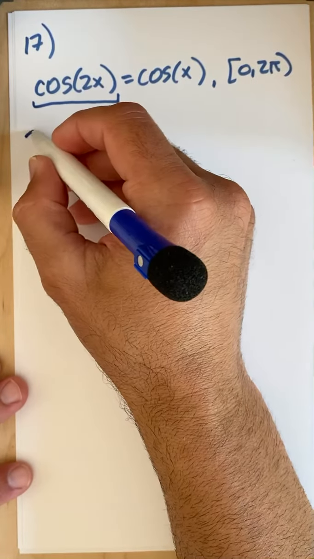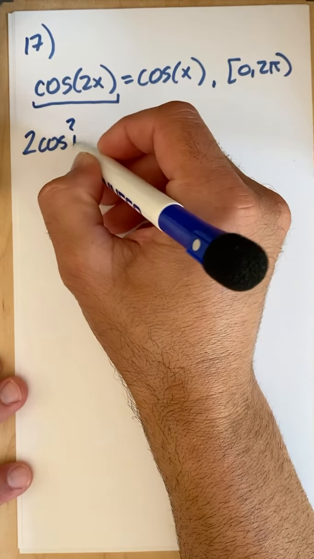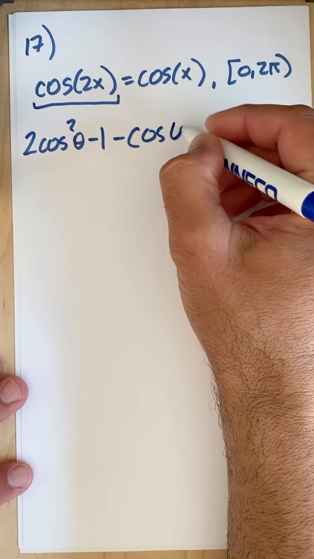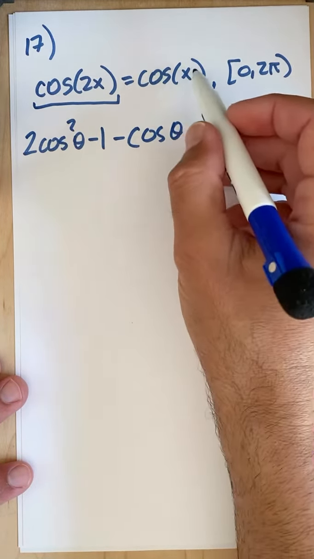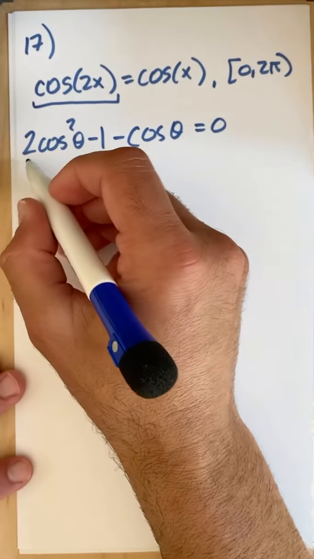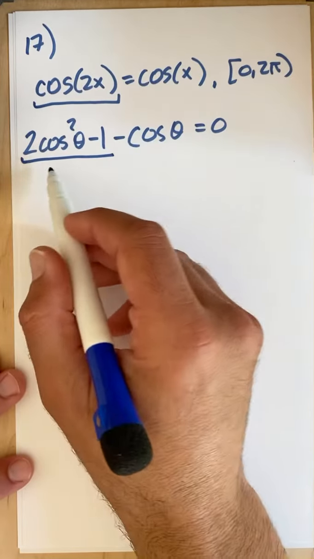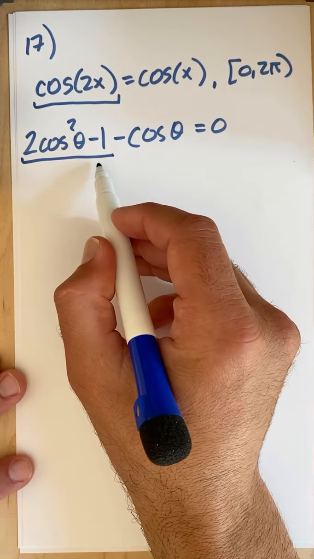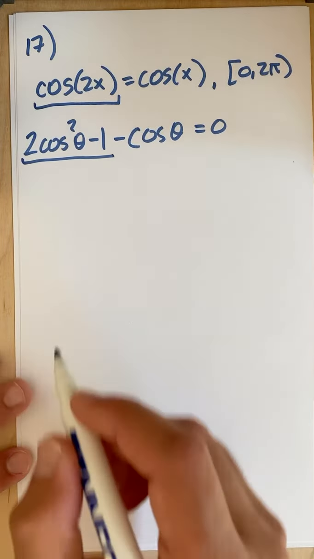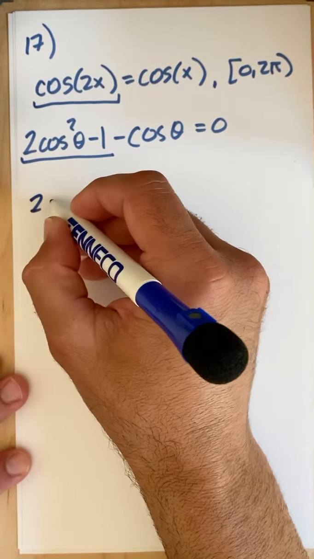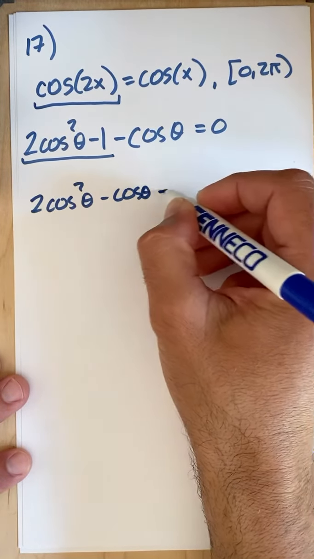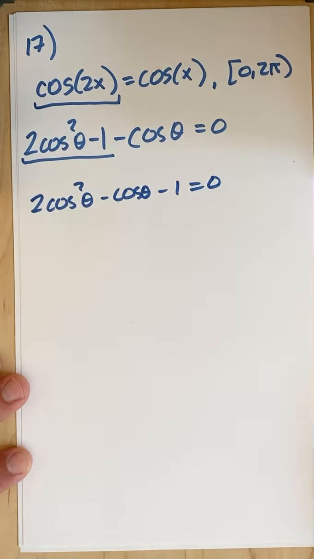I chose this one, 2 cosine squared theta minus 1 minus cosine theta is equal to 0. Sorry, I'm just changing the x's to thetas. I'm just used to thetas, but it means the same thing. So I replaced the cosine of 2x with 2 cosine squared theta minus 1, and then I moved the cosine over to the other side. So if I rearrange my terms, here's what I get. I get 2 cosine squared theta minus cosine theta minus 1 is equal to 0.